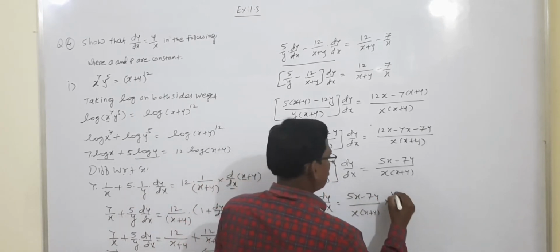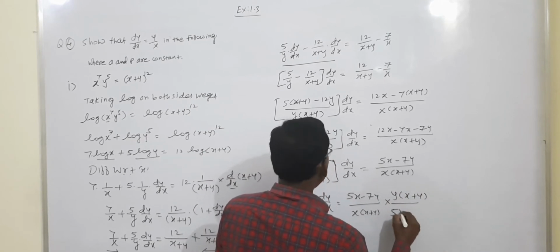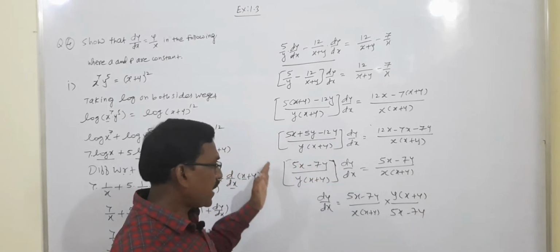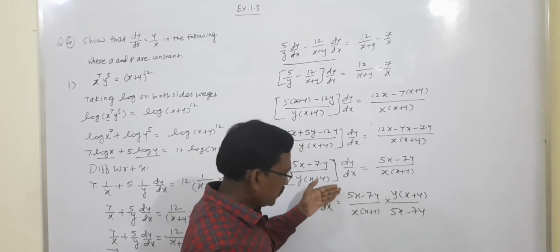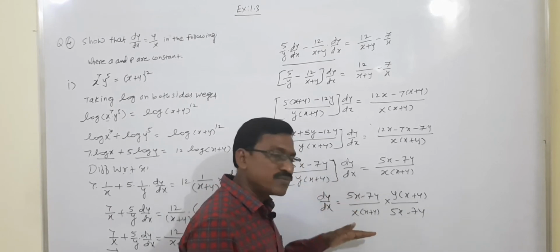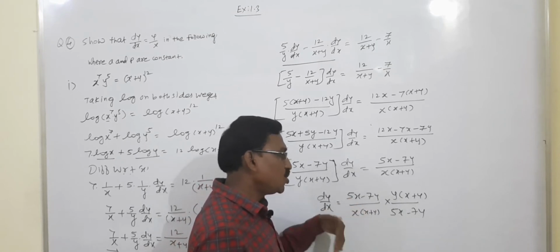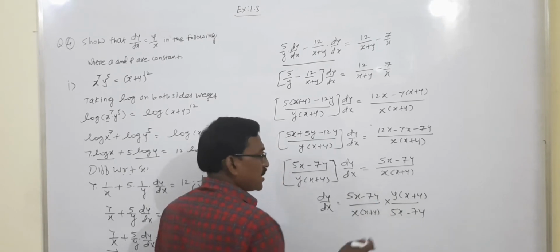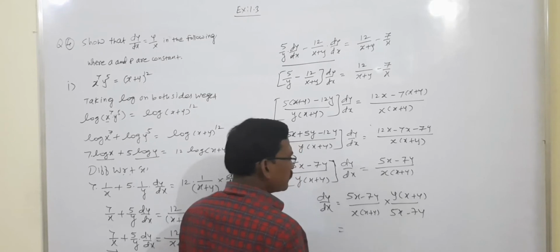Here it is y into x plus y divided by 5x minus 7y. When we take this bracket to the right hand side, it is the division of these terms, and then we convert its division into multiplication. That's why it's the reciprocal here. Now the common term will get cancelled here.